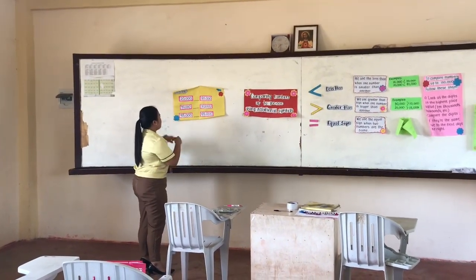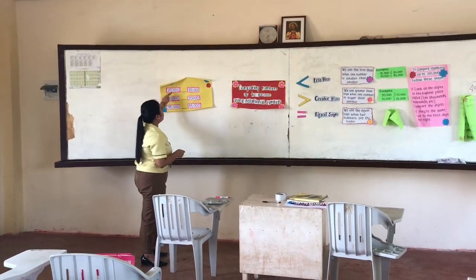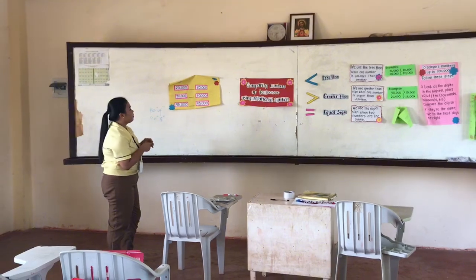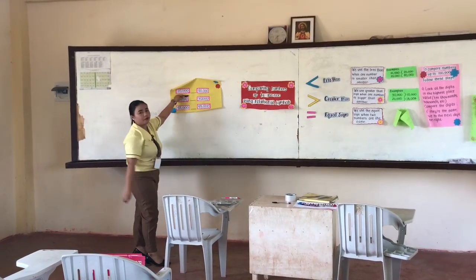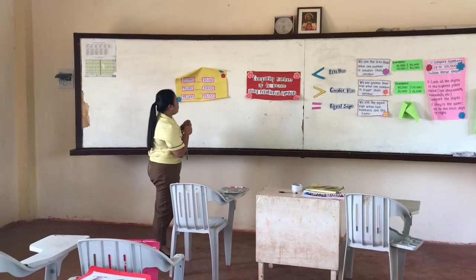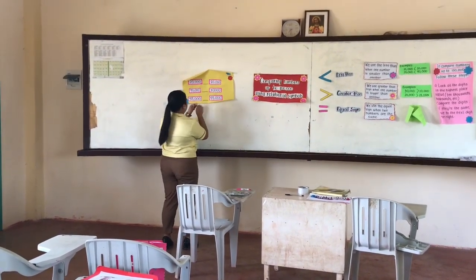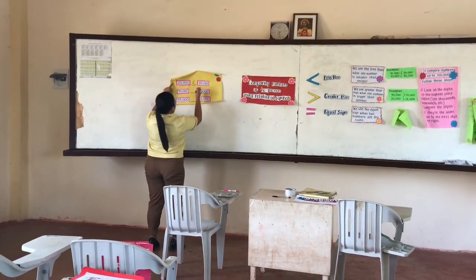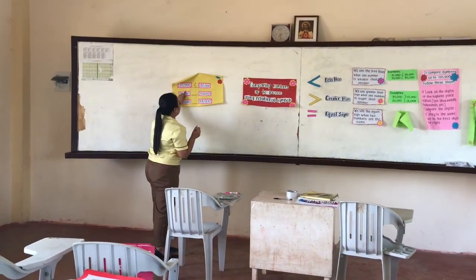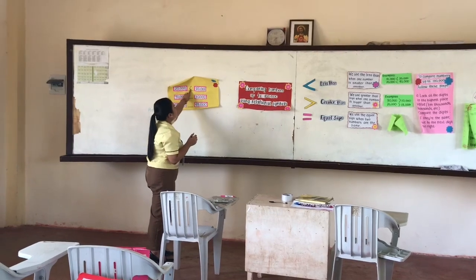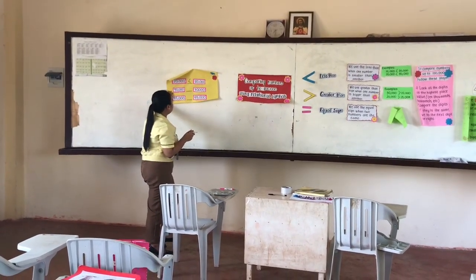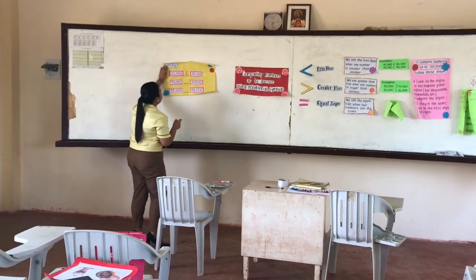Let's try this. 20,000 blank 80,000. So what will be the relational symbol that we're going to use to compare these two numbers? We're going to use less than. So this is the less than symbol. Why? It's because 20,000 is less than 80,000.